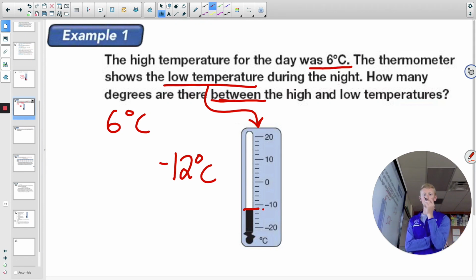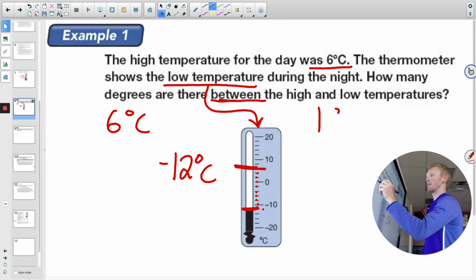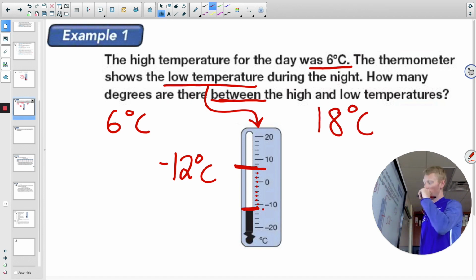I need to find the difference here. So there's a few ways you could do that. You have it marked here, negative 12. You can make a mark next to the positive 6, 2, 4, 6. And then you could kind of count what's in between. So seeing my difference here, I have 2, 4, 6, 8, 10, 12, 14, 16, 18 would be my difference. So a difference of 18 degrees. That's one way to do it.